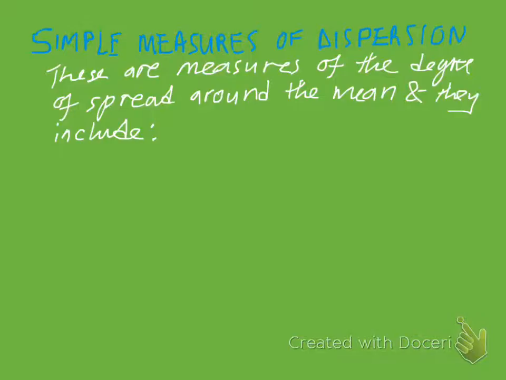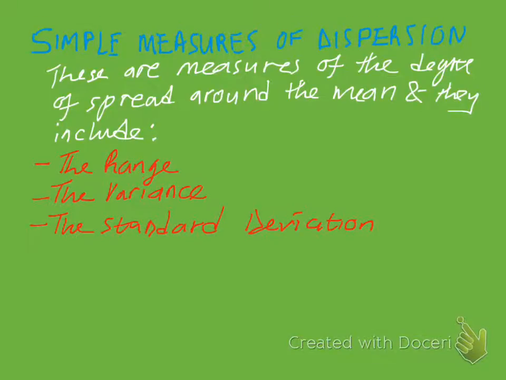Note that in part 1 we dealt with measures of central tendency, which were attempting to locate the mean or the center of a distribution. But here, we look at the measures of the degree of spread around that center, around that mean. So these measures include the range, the variance, the standard deviation.